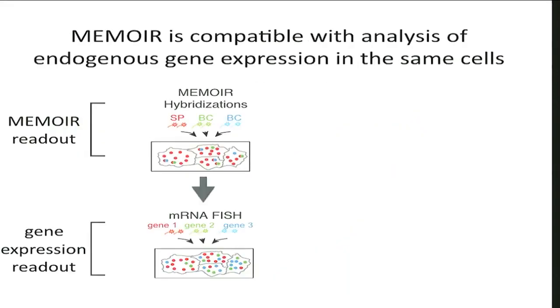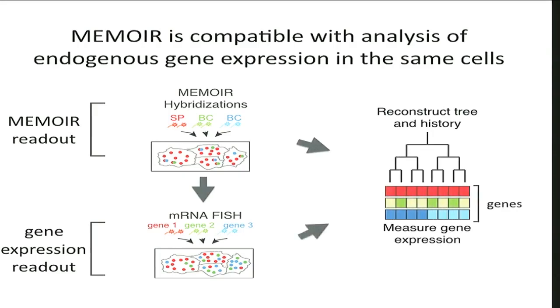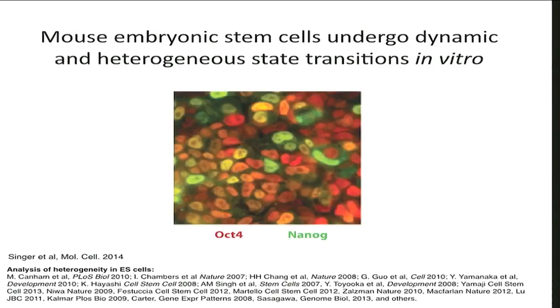Okay. Now, the last thing I should say is that the other nice thing here is that this whole system, after we read out the barcodes, we can continue reading out endogenous genes. It's totally compatible with readout of endogenous gene expression. And so if you think about that, being able to get both the lineage and gene expression at the same time can be especially powerful. And just as an illustration of that, I want to show you, this is not a MEMOIR experiment, but it just illustrates what you can do with lineage and gene expression together.